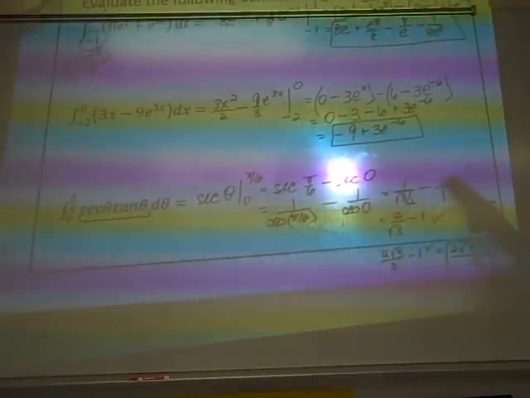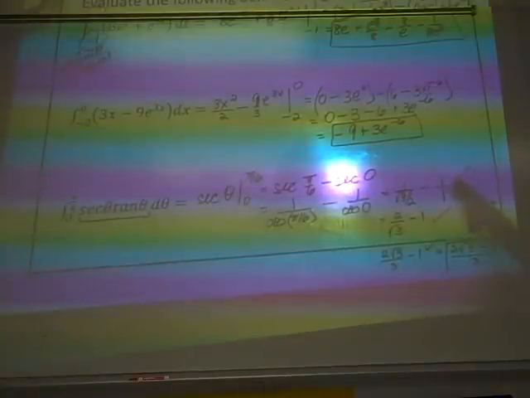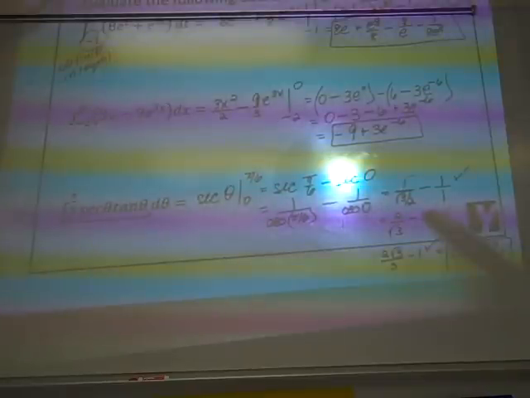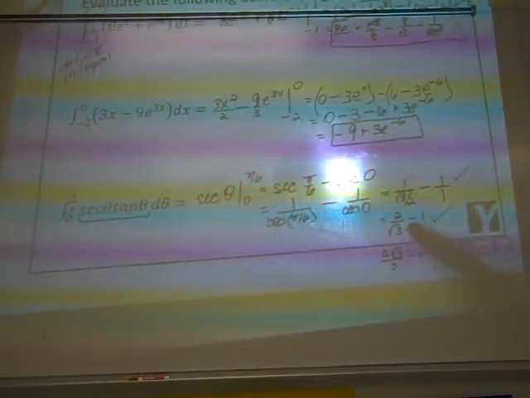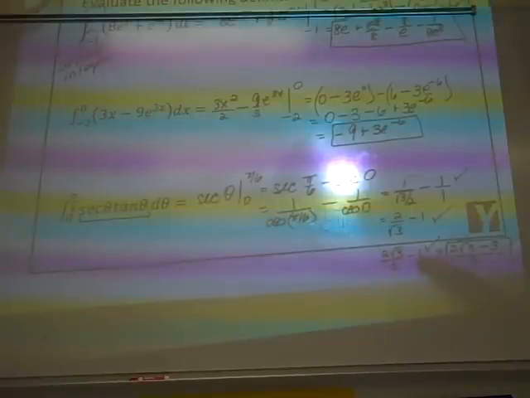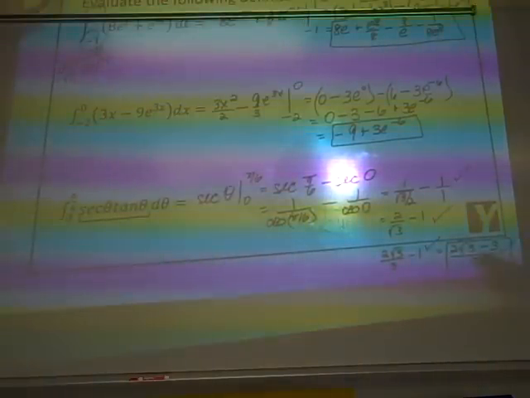I will never, ever, ever give this to you as one of the multiple choice answers. It's very unlikely I would even give this to you as a multiple choice answer. I don't like square roots in the denominator. I might give this to you as a multiple choice answer, but most likely it's this one.